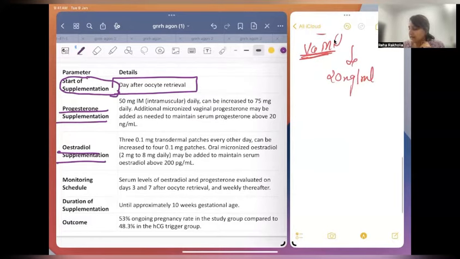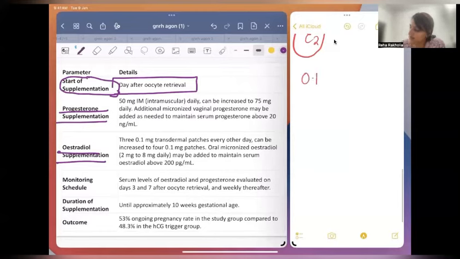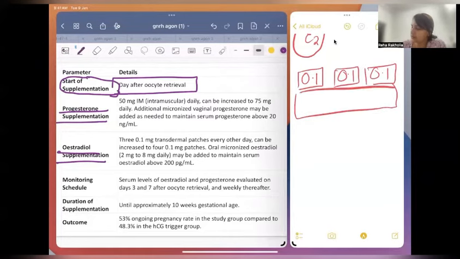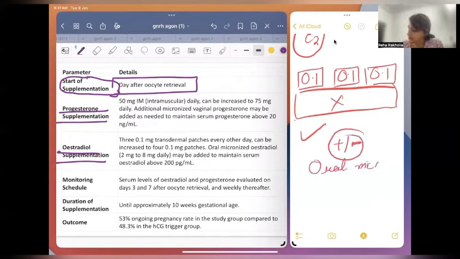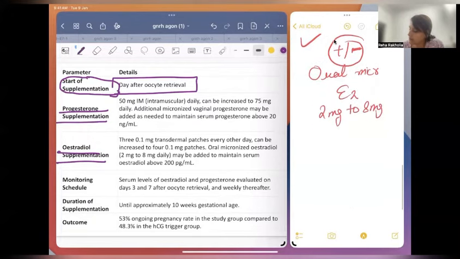Okay. Then they add estradiol. How did they add estradiol? They gave 0.1 thrice, on alternate days, skipping a day in between, plus or minus oral micronized estradiol. How much? 2 milligram to 8 milligram. How much estradiol should be maintained? 200 picogram per ml estradiol should be maintained.